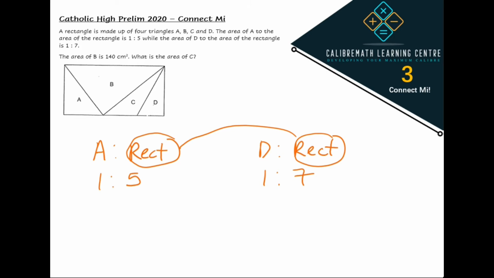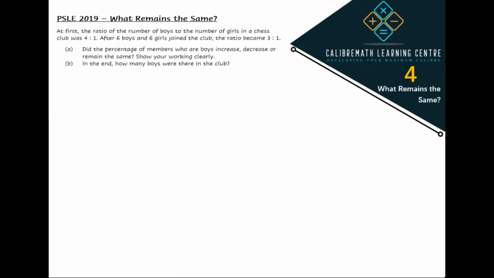And then after that, of course, you have to use another strategy, which I will leave you to go and figure out. If you are not sure what is the strategy to solve this question, you can check with me. And now for the fourth strategy on our list, we have what remains the same, which includes the total remains the same, difference remains the same, and one side remains the same.